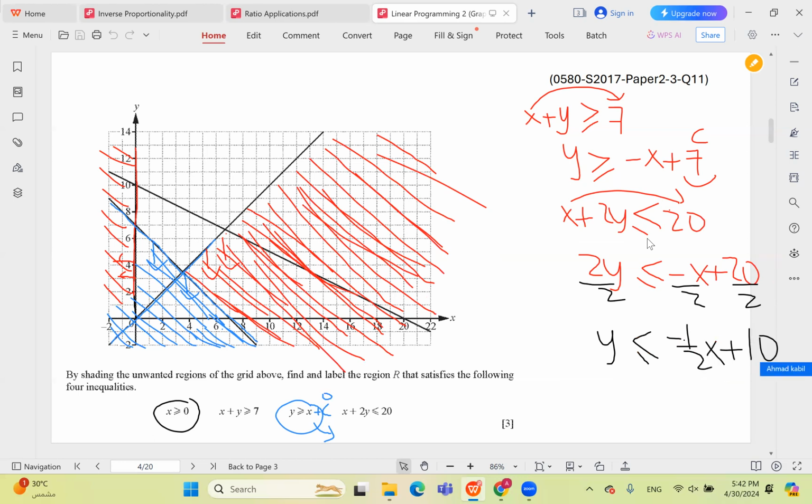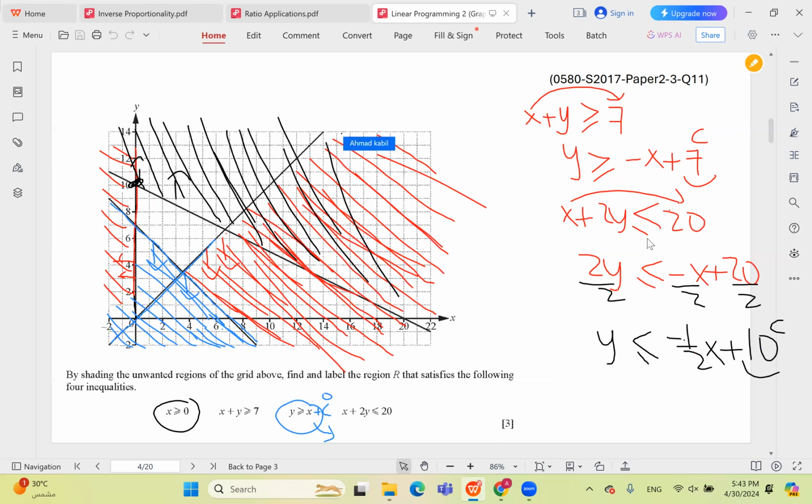So this is the line that cuts the y-axis at 10. This is the c. So this is this line here. And we want to be less than, so we don't want to move up. So anything above this line has to be crossed out as well. Let me do proper shading here. Anything above this line is out as well.